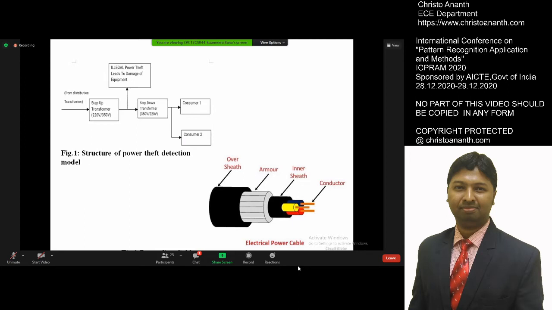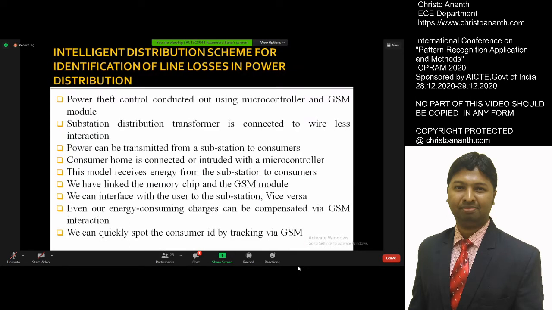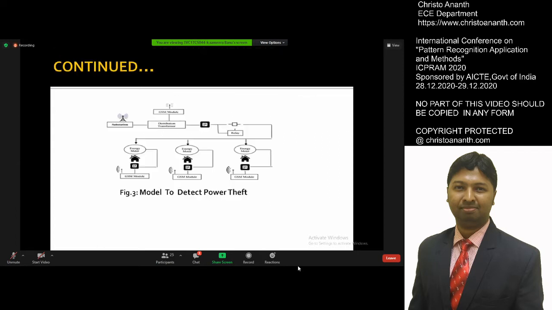And next we go for the other method: an intelligent distribution scheme for identification of line losses in power distribution. In this procedure, power theft control can be carried out using a microcontroller and a GSM module. This is the model to detect power theft.